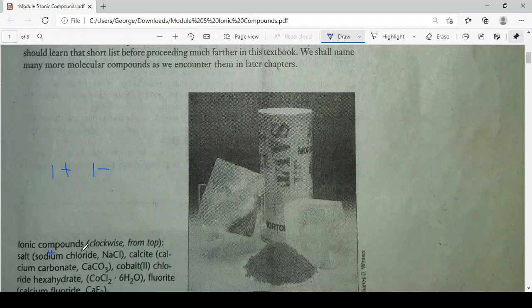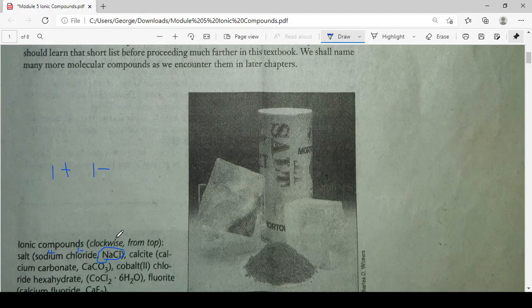And chloride has a negative 1 charge. So your NaCl, your sodium chloride, has the formula with a 1 plus and 1 negative charge. Make sure when you name it, kids, that it is neutral.